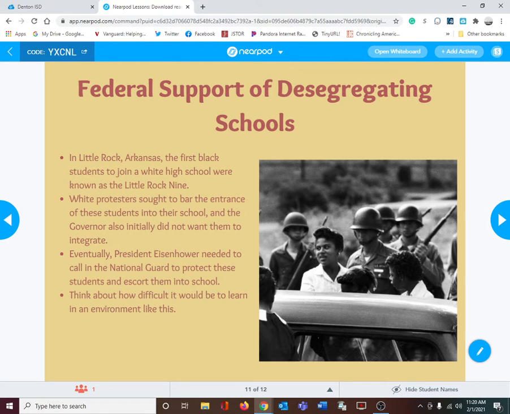But Arkansas did not want to integrate, and so they were preventing black people from entering the integrated public schools. It got to the point where even the governor of Arkansas, a man named Orval Faubus, was opposed to integration, and the president, who was Dwight Eisenhower at the time, needed to call in the National Guard to open up the schools and to protect these students. This shows the federal support toward desegregating schools, that it is upholding the decisions of the Supreme Court, but it is also demonstrating just what these students had to go through.